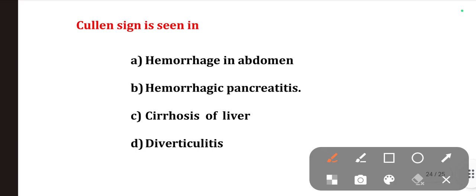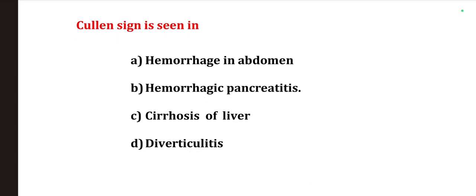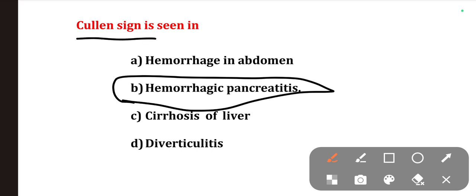So the next one is Cullen sign is seen in. So what is the Cullen sign? In which condition can we see it? Options are hemorrhage in abdomen, hemorrhagic pancreatitis, cirrhosis of the liver, diverticulitis. The right one is hemorrhagic pancreatitis. So in the case of hemorrhagic pancreatitis, we can see the Cullen sign. The Cullen sign is nothing but a bluish discoloration of the abdomen near the pancreas, that is called Cullen sign.